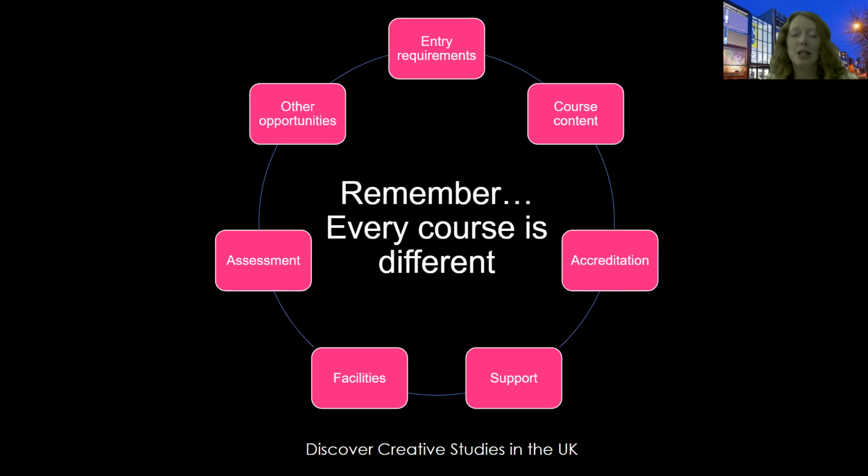And accreditation of each university. Some courses, especially more professional courses, will carry a professional accreditation, but in general in the UK, all universities are accredited by the UK government. So you can definitely have the reassurance that there is a very vigorous quality assurance process in place.